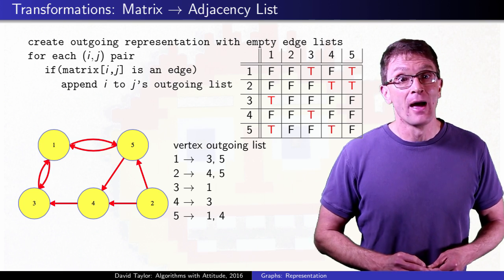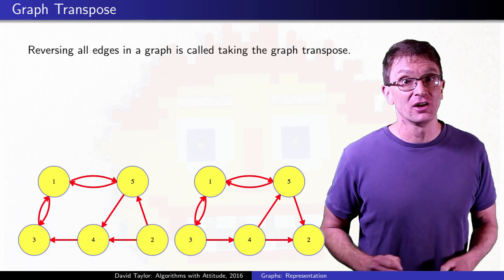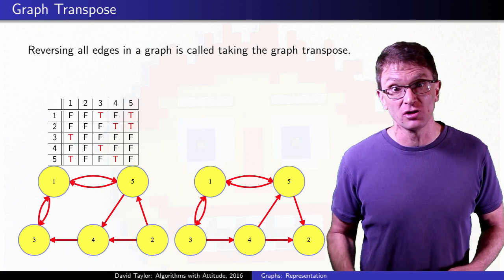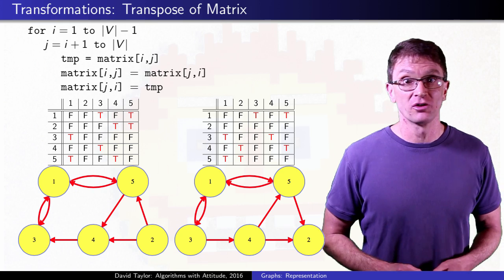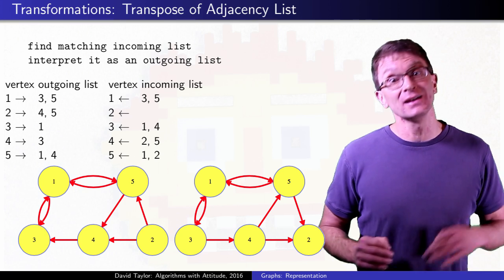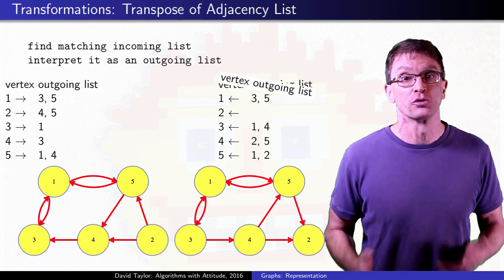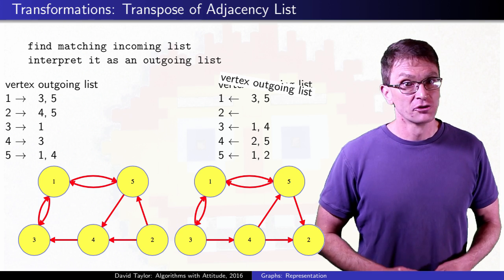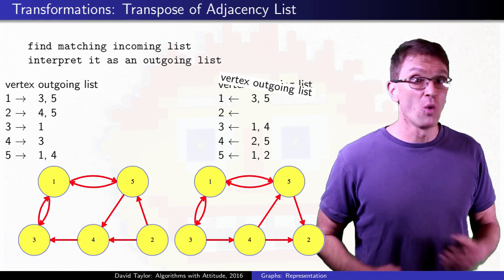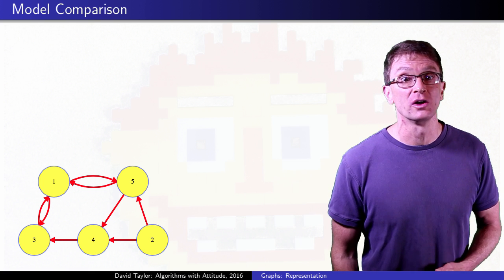One final graph manipulation algorithm. Flipping the direction of each edge in a graph is called taking the graph's transpose. Because if you're using the adjacency matrix format, you just take the transpose of the matrix. If you're using the outgoing adjacency list format, just find the incoming adjacency list for the same graph and interpret that incoming list as the outgoing list. That's the transpose. So great, we have multiple representations for the same graph, which we can transform one into the other as needed. Assume you have whichever representation suits your needs most.